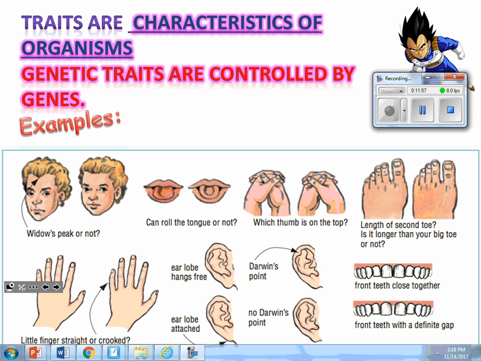Some people have earlobes that are attached, some people have earlobes that dangle. Some people have this little Darwin's point. Some people have a crooked pinky. All these traits that make us a little tiny bit different. They're not that significant, though. But our eye color is a trait that makes us different. Our hair color, the amount of melanin that you have in your skin makes you a little bit different than the other person next to you.